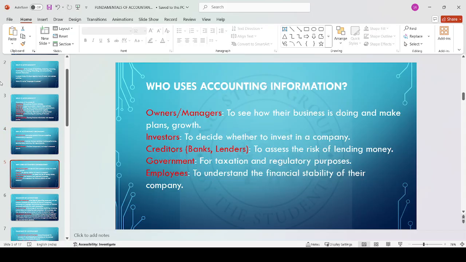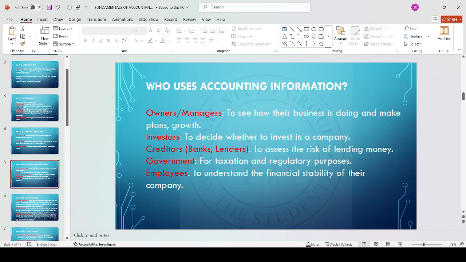So who are the people who actually use this language of business? Let's take a look. Number one are owners and managers. These guys are the primary users. They need to see how their business is doing day to day. They need to make strategic plans for the future, and also assess if they are meeting their goals.